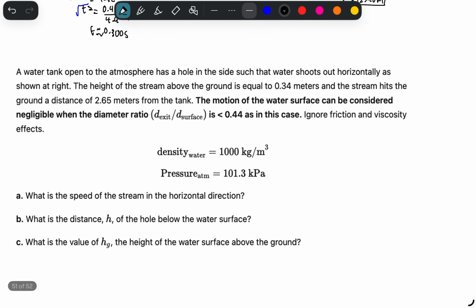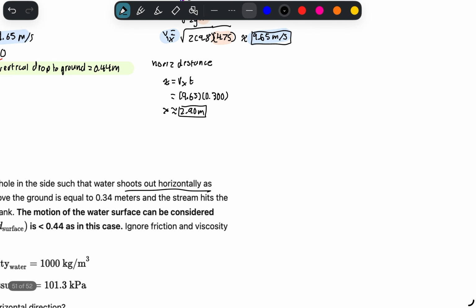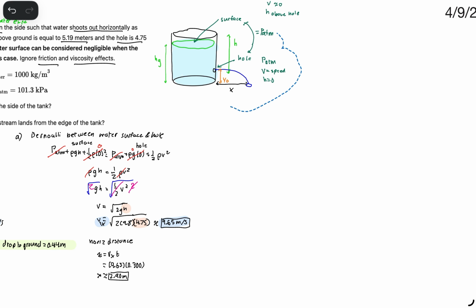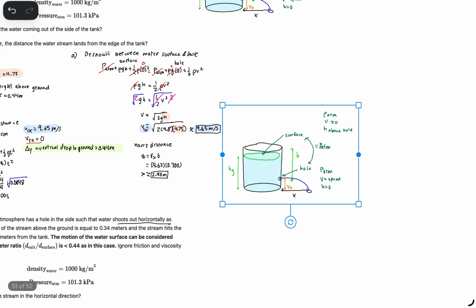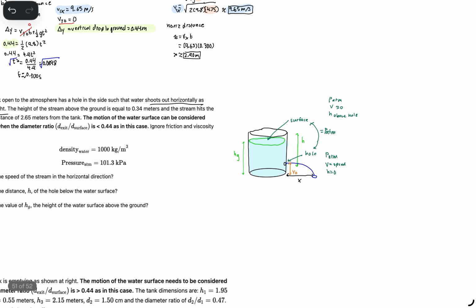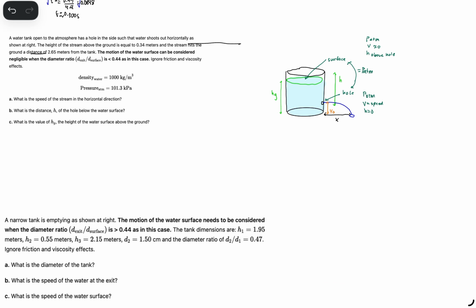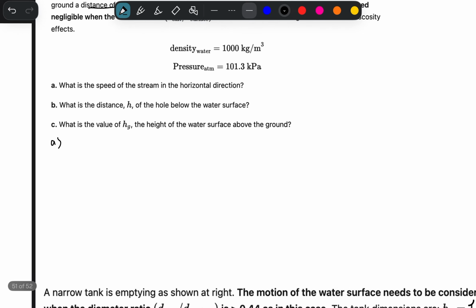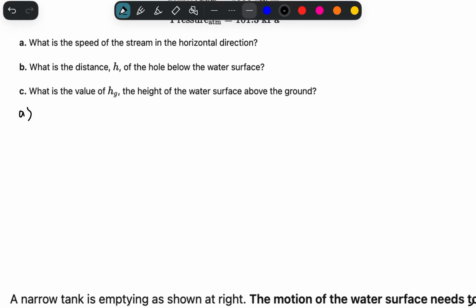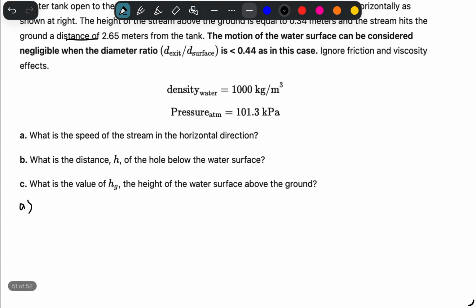Now for our next question, we have a water tank open to the atmosphere that has a hole that shoots water horizontally as shown on the right. So this is going to be the same setup as over here. We can also move this down here. So it's going to be the same setup. We're asked A, what is the speed in the horizontal direction? So finish reading the rest of the question.